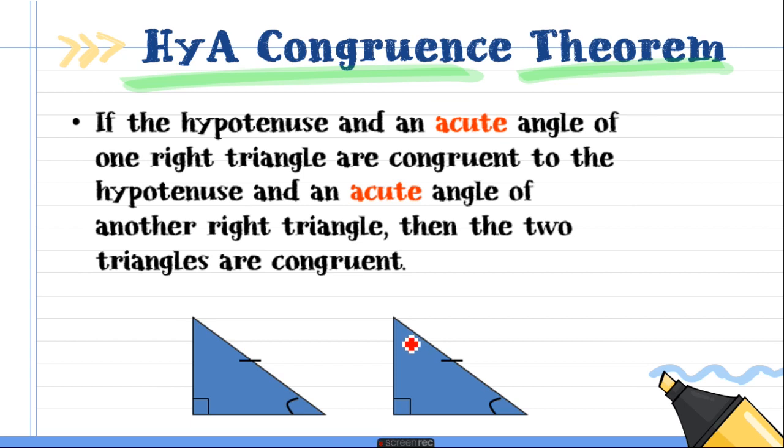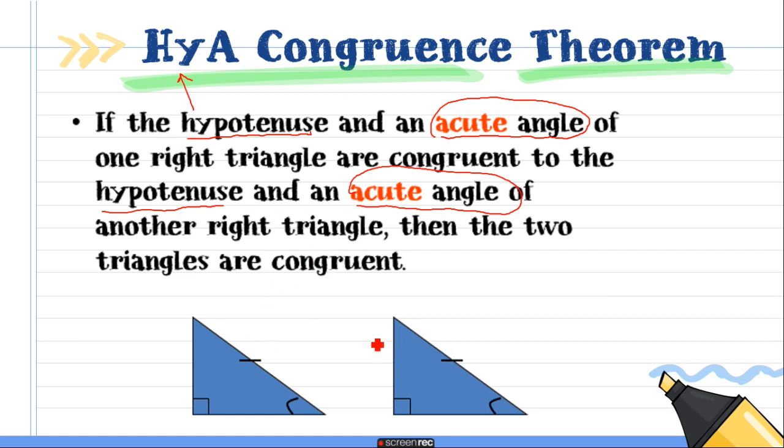Next, we have the HYA Congruence Theorem, or in other sources, HA. To easily recall what HYA means, we write HY as the hypotenuse. If the hypotenuse and an acute angle of one right triangle are congruent to the hypotenuse and an acute angle of another right triangle, then the two triangles are congruent.